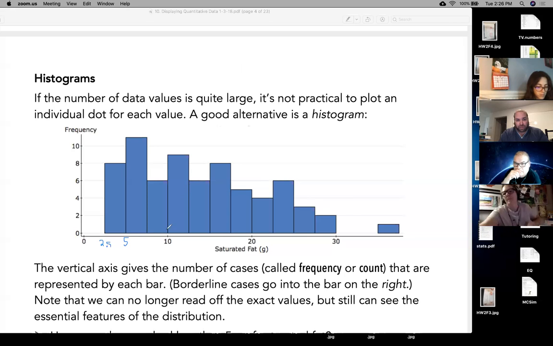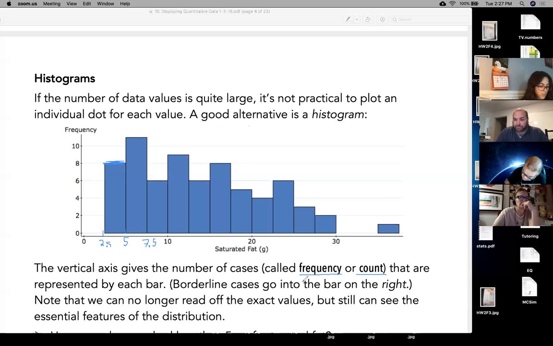Okay, which means that if I look in the first bar, which is from 2.5 to 5, there's a total of 8 objects, whatever we're looking at, that fall in this region. The height of the bar represents how many I have. So I have 8 objects between 2.5 and 5, but I have no idea where between 2.5 and 5 they are. The dot plot would tell me exactly where they are. The histogram does not. What the histogram gives me instead is just a frequency, or the count of how many are in each bar.